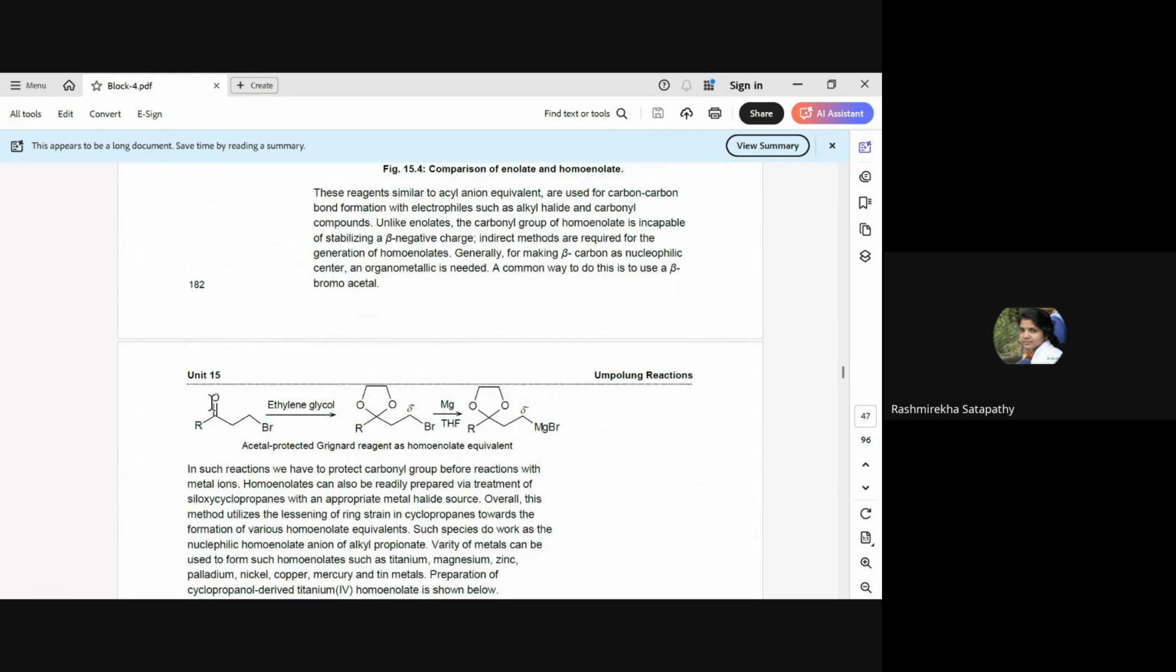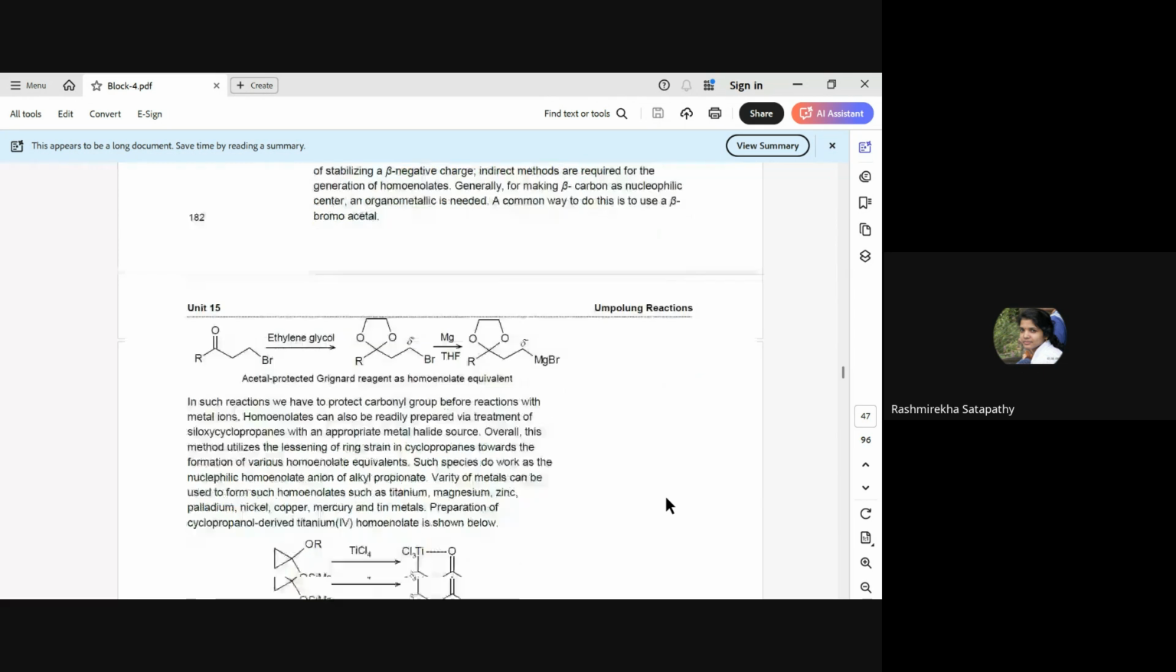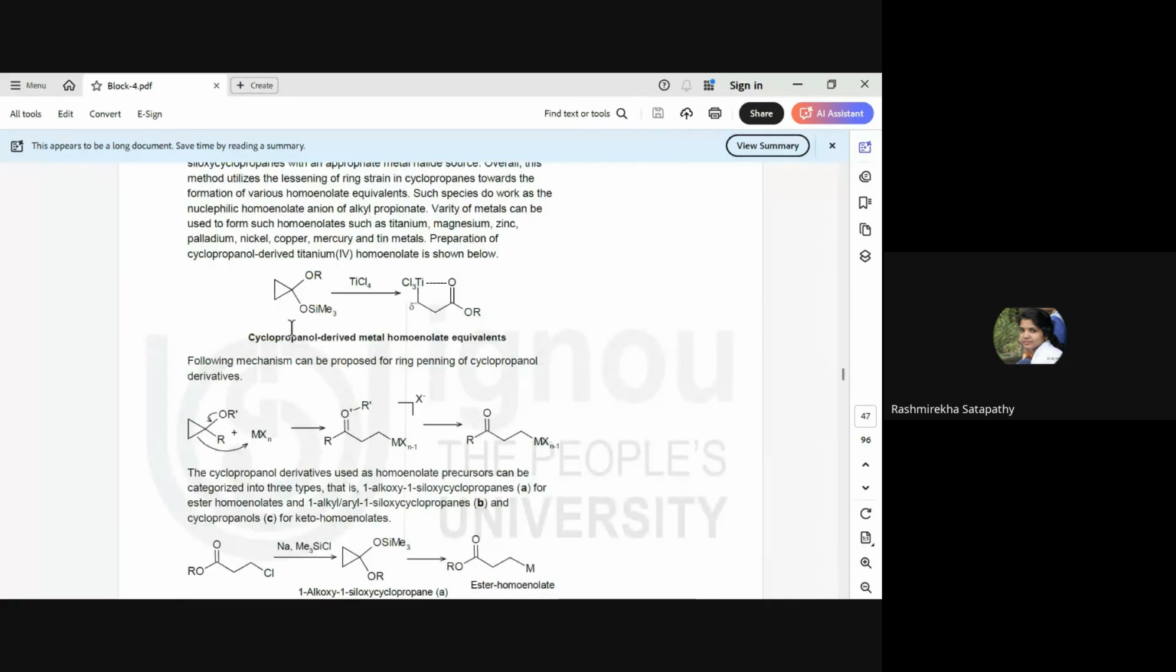Ethylene glycol is the protecting group of the carbonyl group. You can see here, in the presence of magnesium in THF, the bromide is converted to magnesium bromide. In the presence of titanium chloride, the titanium chloride group is attached here. The following mechanism can be proposed: a ring opening of the cyclopropanol derivative.